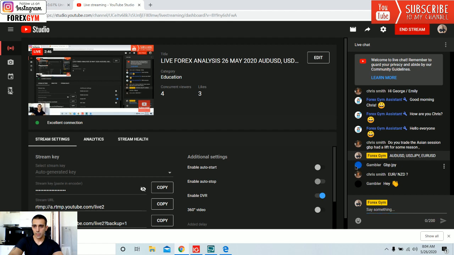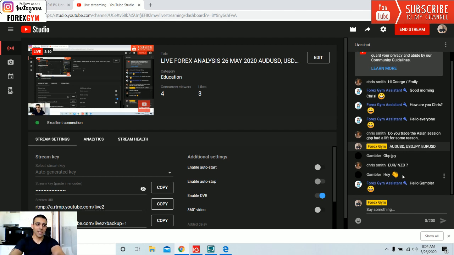Okay. Pretty dark picture. So Gambler is asking British pounds, Japanese yen. Hello Gambler. Is that your picture as a photo? I see a dark one. I don't know what kind of picture it is, but it feels pretty dark. So British pounds against Japanese yen. Okay. And Chris is asking Euro against New Zealand dollar.